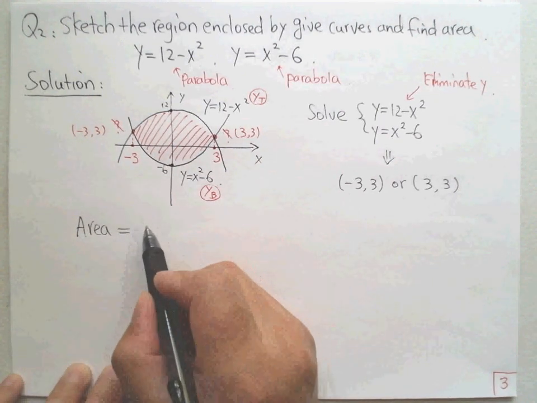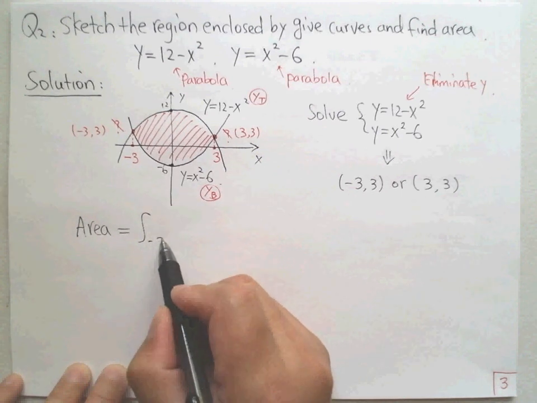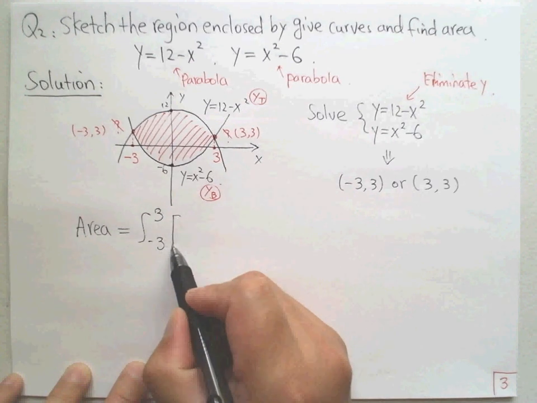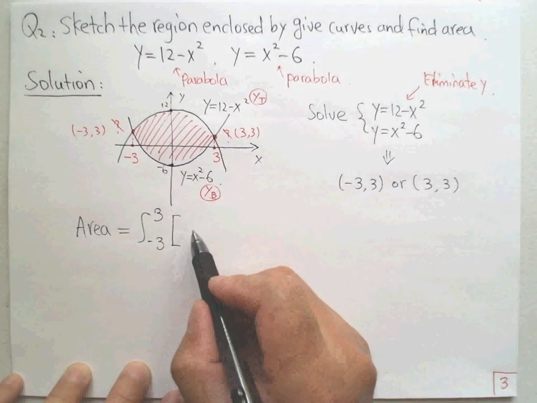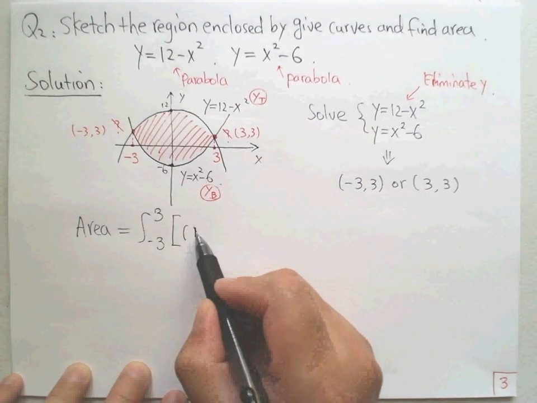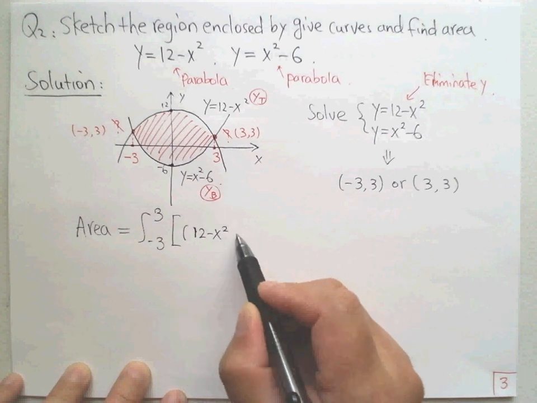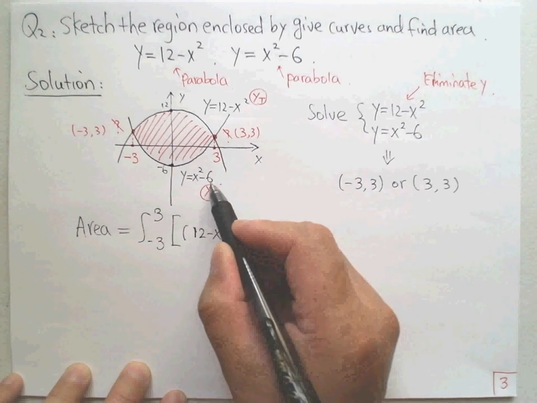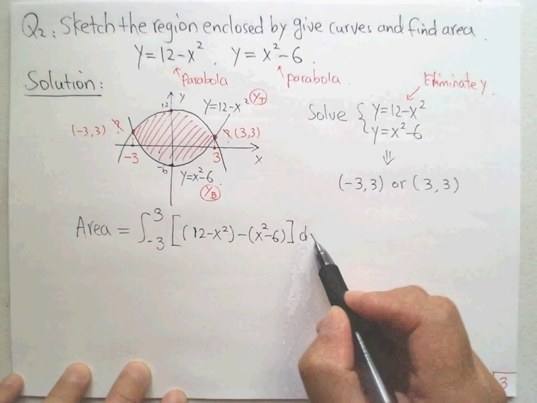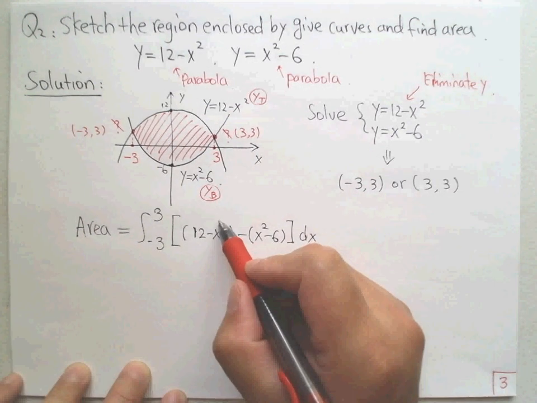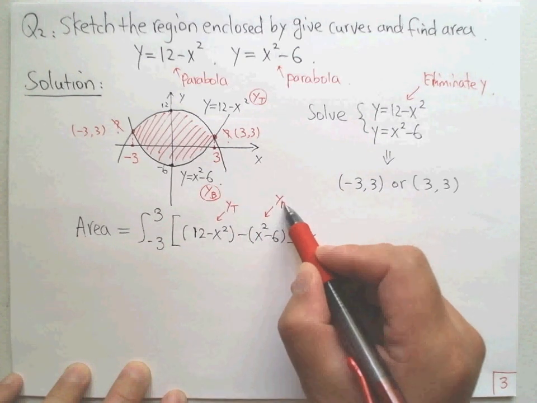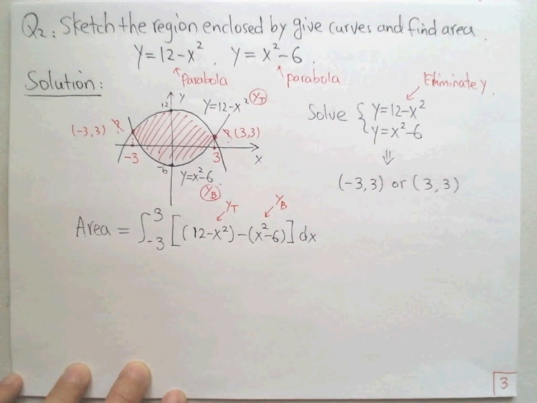So we have area equals the integral from A to B. A, now we find, is negative 3. B is 3. And then do what? The top minus the bottom, right? So what is y top? Here. It is 12 minus x squared. Then minus y bottom, which is x squared minus 6. I put this together and then do the integration. So this is y top, the top, and this is the bottom.